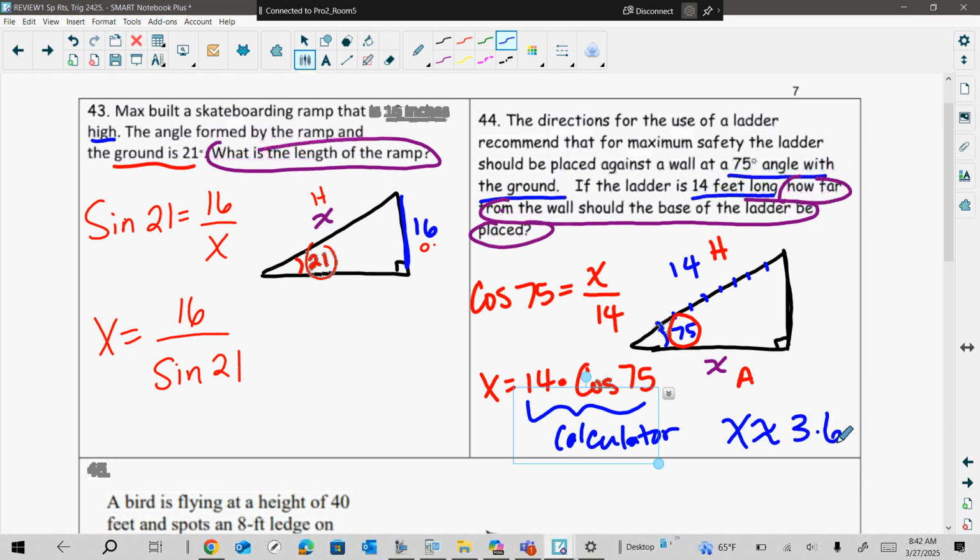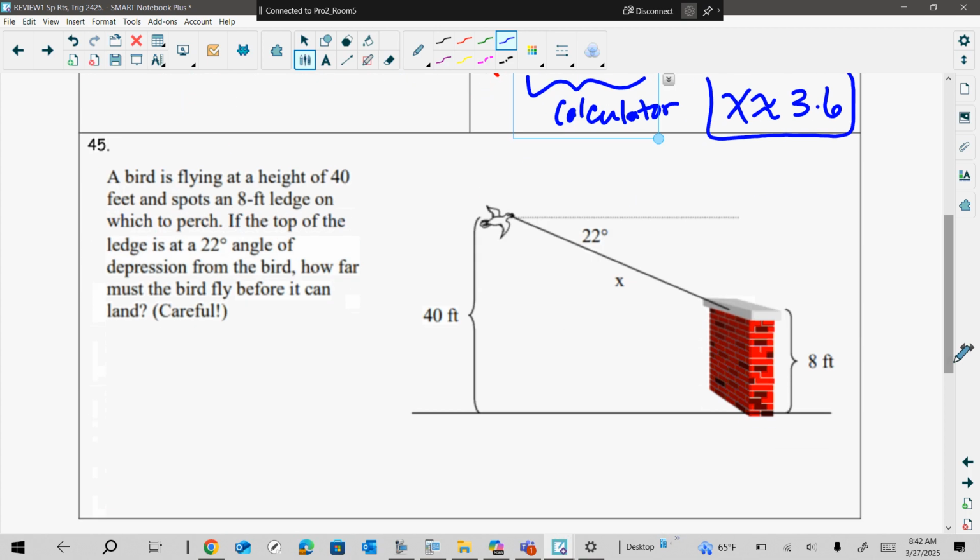And then the last thing I want to talk about is this last problem. The diagram is given and it's already labeled for you, but I want to make sure you're setting it up correctly. It tells us the height of the bird, 40 feet right here. The bird's trying to get on top of this wall, which is 8 feet. And then it says right here that the top of the ledge has a 22 degree angle of depression. So they made this horizontal line and the angle is with that horizontal line.